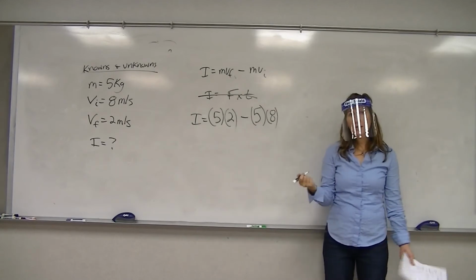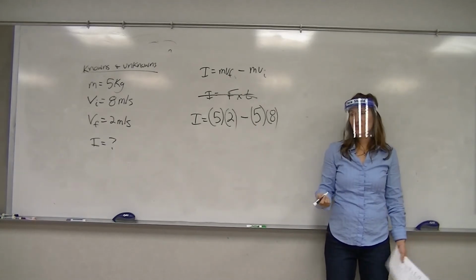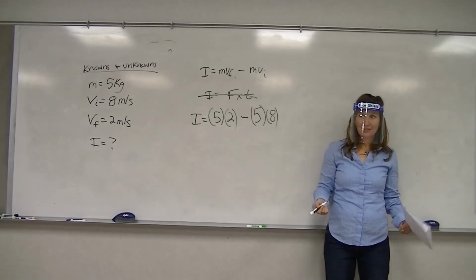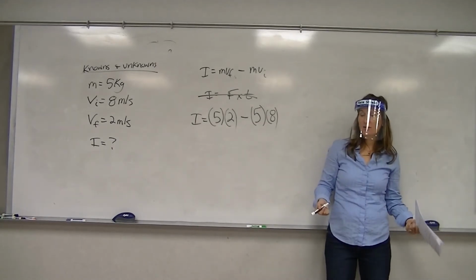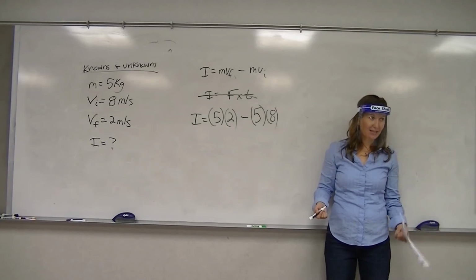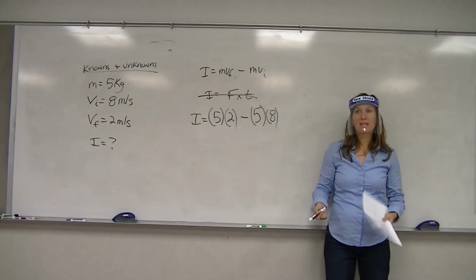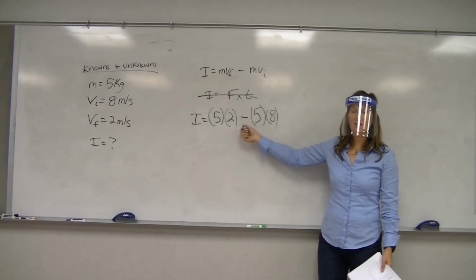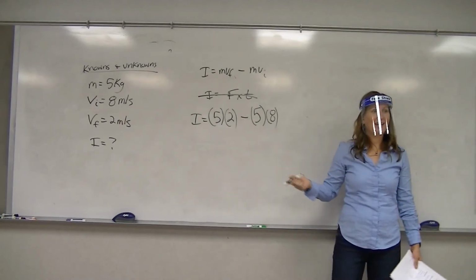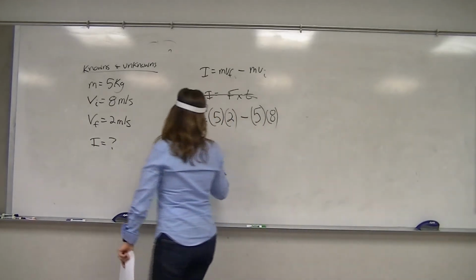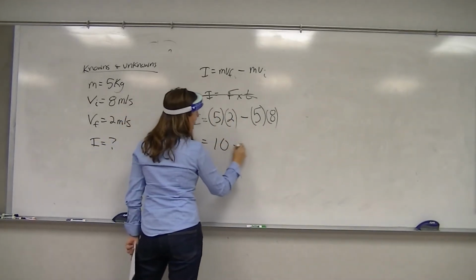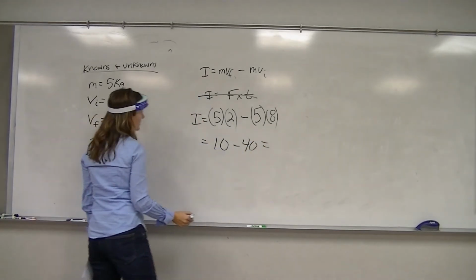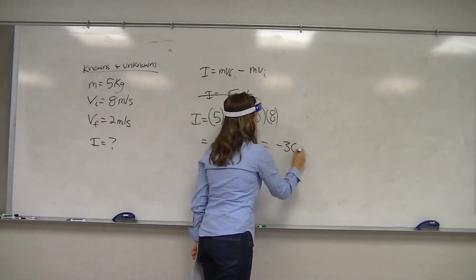For this one, we are going to get a negative number. That's fine. That just means the object slowed down. It's like deceleration versus acceleration. When an object slows down, the a value we get is negative. When an object speeds up, the acceleration is positive. The same thing happens here. This object slowed down, so we get a negative impulse, a negative change in momentum. So we have 10 minus 40, one sig fig, to get negative 30.